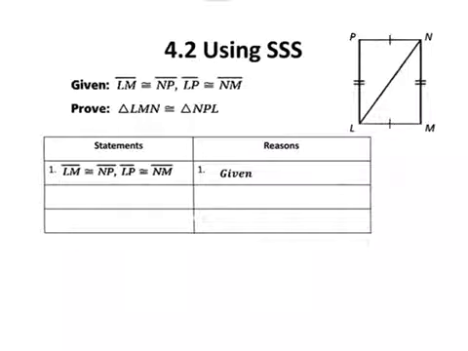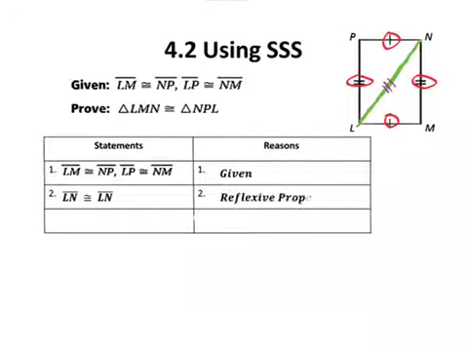All right, so we've got two pairs of sides, one and then two. We need the third pair or the third set of sides. Well, clearly, this one should be pretty easy to find because the two triangles share a common side. And because they share a common side, we can go ahead and say that LN is congruent to LN, and we know this because of the reflexive property. So LN is congruent to itself by the reflexive property.